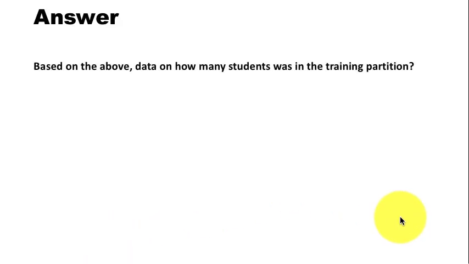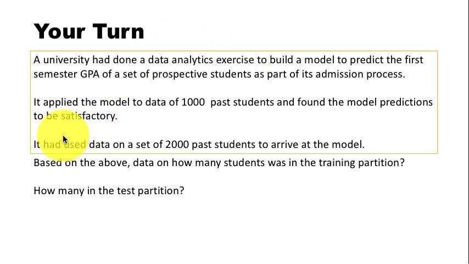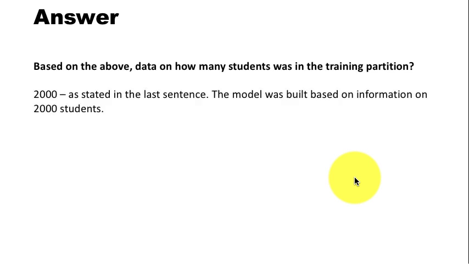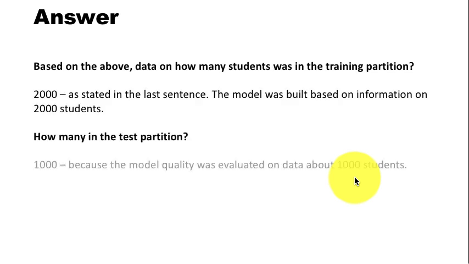Okay, so let's look at the answer. So obviously, data on how many students was in the training partition? That means how many rows were used for model building. And from the description, you can see here, data on 2000 past students was used to arrive at the model. That's the training partition. I deliberately reversed the two things. So obviously the training partition was 2000 and therefore the test partition was 1000.